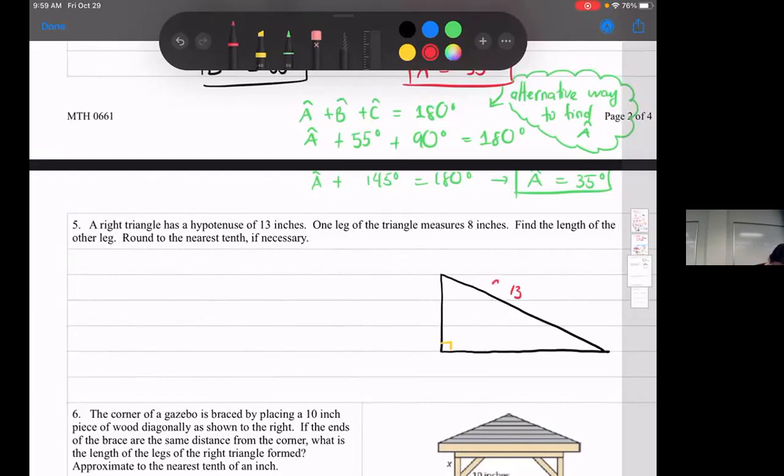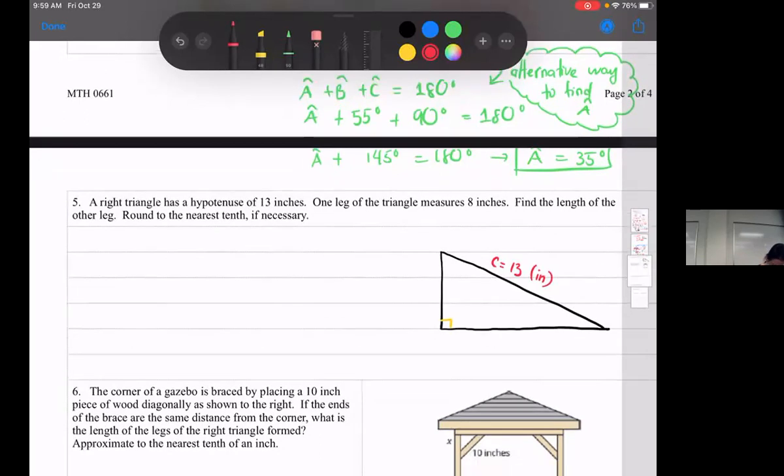I'm going to call it C. We always denote the hypotenuse C. One leg is 8 inches. Pick one, it doesn't matter to me. You can pick the vertical one or the horizontal one. I'm going to pick this one. Are we rounding the answer, or no? Yeah, round it to the nearest 100th. All right, I got the answer.